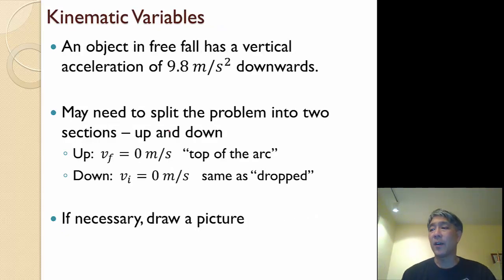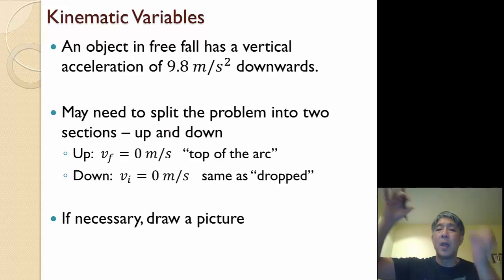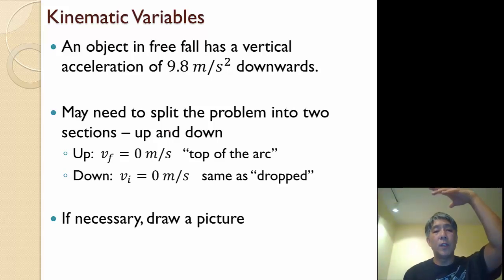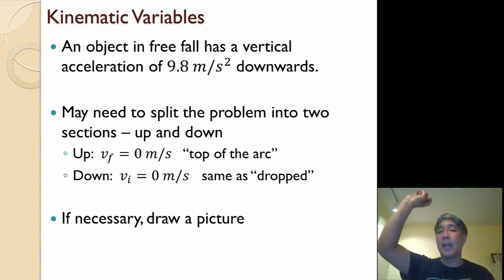So let's look at the various kinematic variables. An object in free fall will always have a vertical acceleration of 9.8 meters per second squared downwards. You may need to split the problem into two sections, kind of an up section and a down section. The reason you split it up is because you have that extra piece of information right here at the top.